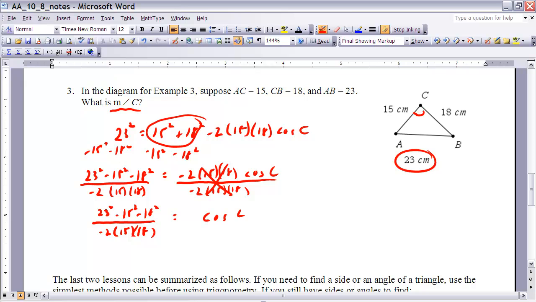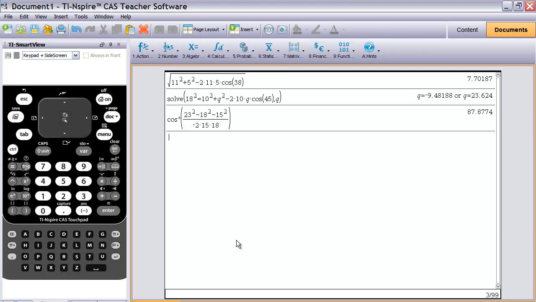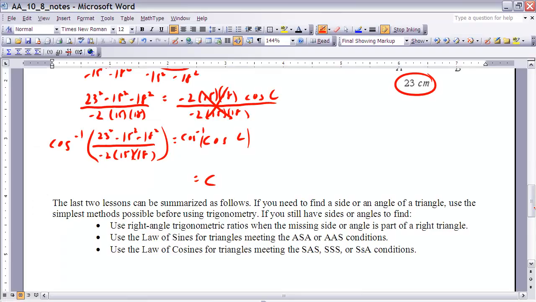Okay? So if this is what the cosine of C is equal to, then to find C, I have to take the inverse cosine of both sides, because the inverse cosine of the cosine of C is C. And then that gives me what I'm going to need to put into my calculator. So if I take the inverse cosine of this stuff right here, I'll have the value of C that I'm looking for. If I do that on my calculator, you'll notice that I get about 87.9. Therefore, the measure of angle C would be 87.9 degrees.